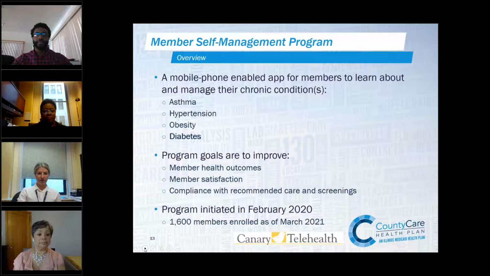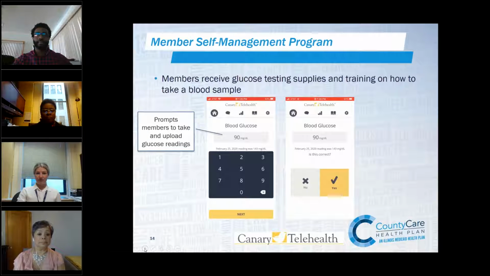On the next slide, I'll go through how the program works. So Canary Telehealth will outreach a list of members CountyCare has identified with diabetes and meeting the program criteria. If a member is agreeable to program enrollment, Canary Telehealth will help the member obtain glucose testing supplies and train the member on how to use the testing strips and glucometer. The app will prompt the member to record their blood glucose reading on a daily basis and provide the member with a log of their glucose readings over time so the member can monitor trends.